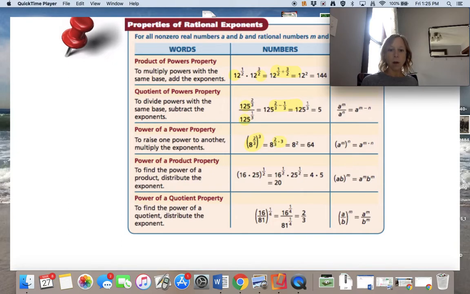Power of a product. So if I have this product in the parentheses, a power on the outside, I can distribute it to each thing inside and simplify them separately. And last one, if I have a power of a quotient, I can again distribute that exponent to each thing inside, and then I can evaluate them separately and look at the fraction when I'm done. All these rules are rules that you have been using for years when it comes to exponents.